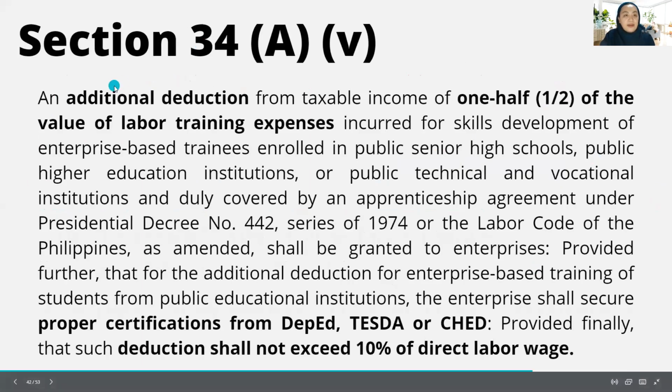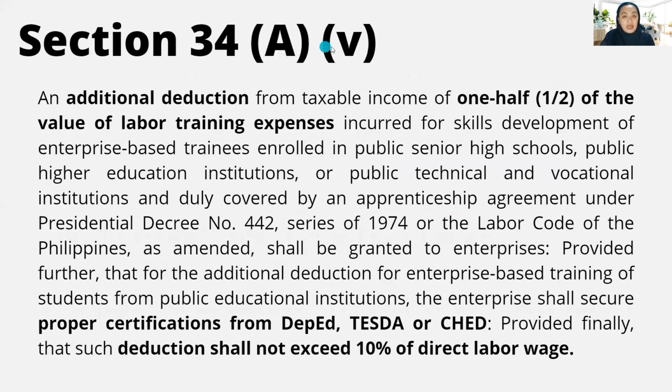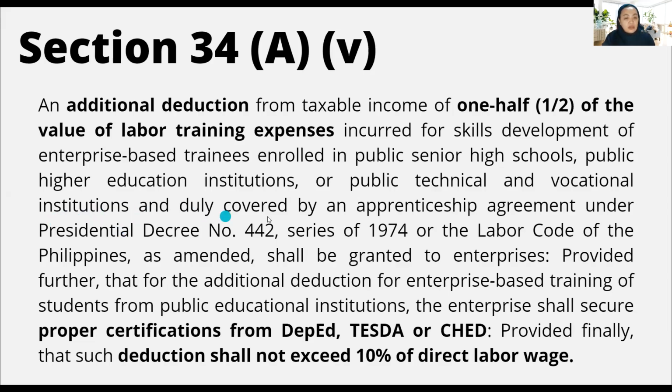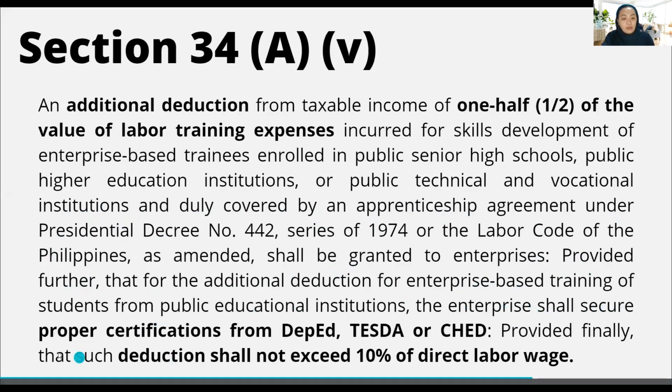Okay, so this is the exact provision, Section 34(A)(5). An additional deduction from taxable income of one half of the value of labor training expenses incurred for skills development of enterprise-based trainees enrolled in public senior high schools, public higher education institutions, or public technical and vocational institutions and duly covered by an apprenticeship agreement under the Labor Code shall be granted to the enterprise, provided further that for the additional deduction, the enterprise shall secure proper certification from DepEd, TESDA, or CHED, and finally, that such deduction shall not exceed 10% of direct labor wage.